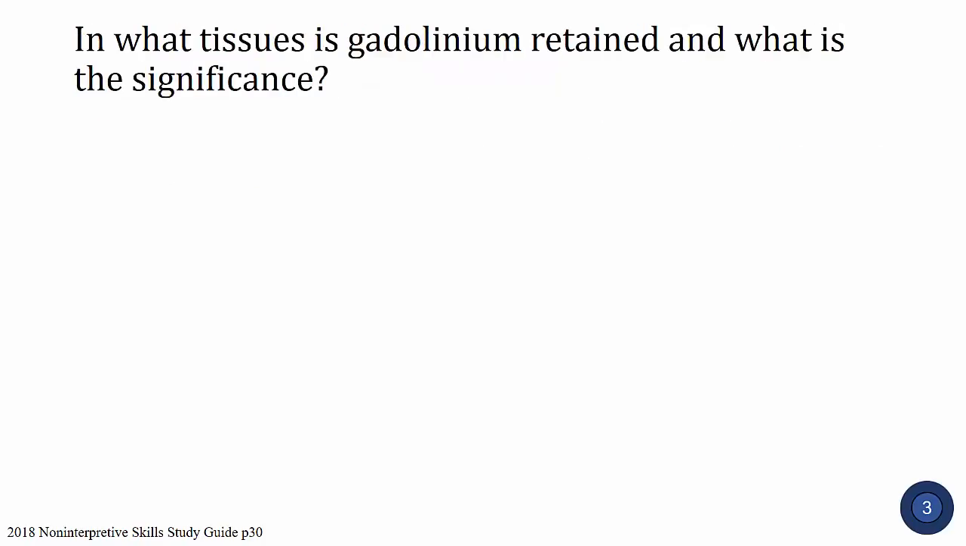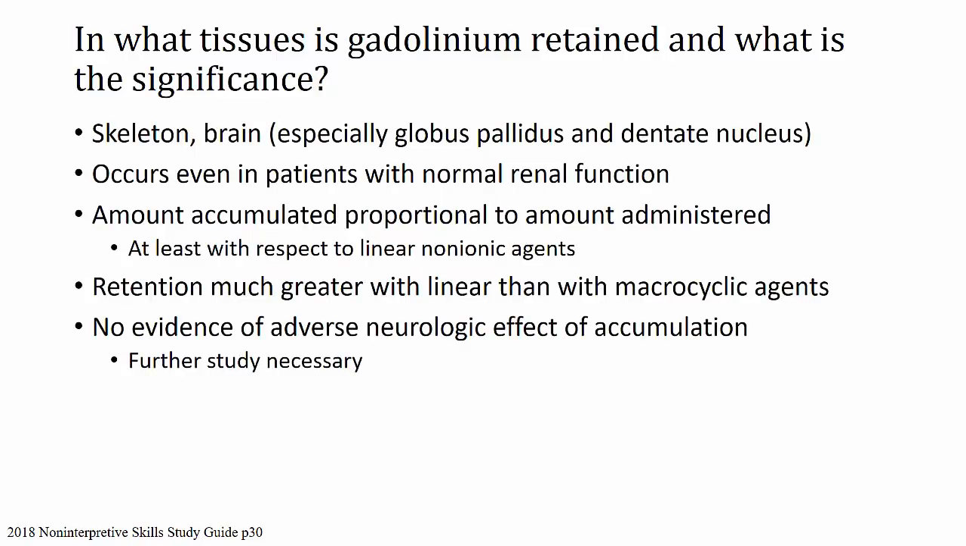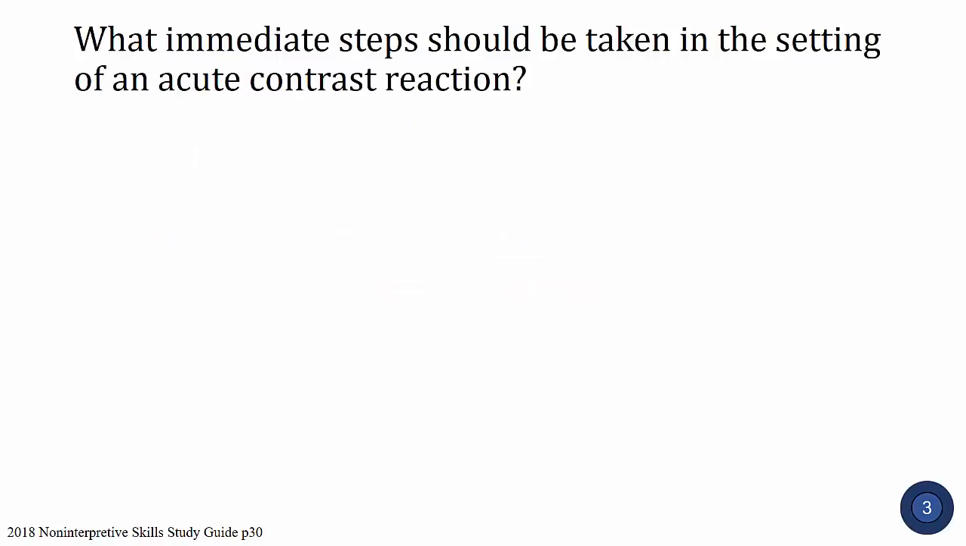Next question. In what tissues is gadolinium retained, and what is the significance of this? It's retained in the skeleton and the brain, especially the globus pallidus and the dentate nucleus, and occurs even in patients with normal renal function. The amount accumulated is proportional to the amount administered, at least with respect to the linear non-ionic agents, and retention is much greater with linear than with macrocyclic agents. But there's no evidence of adverse neurologic effect of accumulation, but further study is necessary and is ongoing.